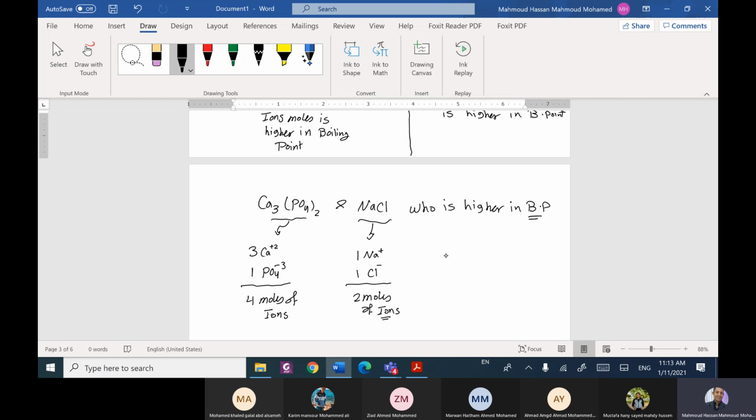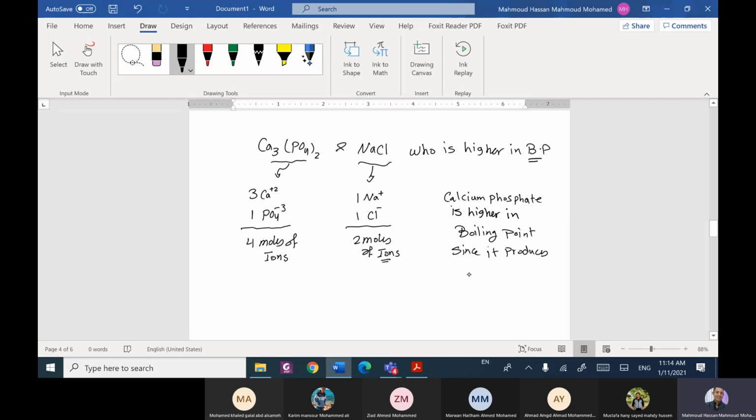According to this, calcium phosphate is higher in boiling point, since it produces 4 moles of ions in aqueous solution.